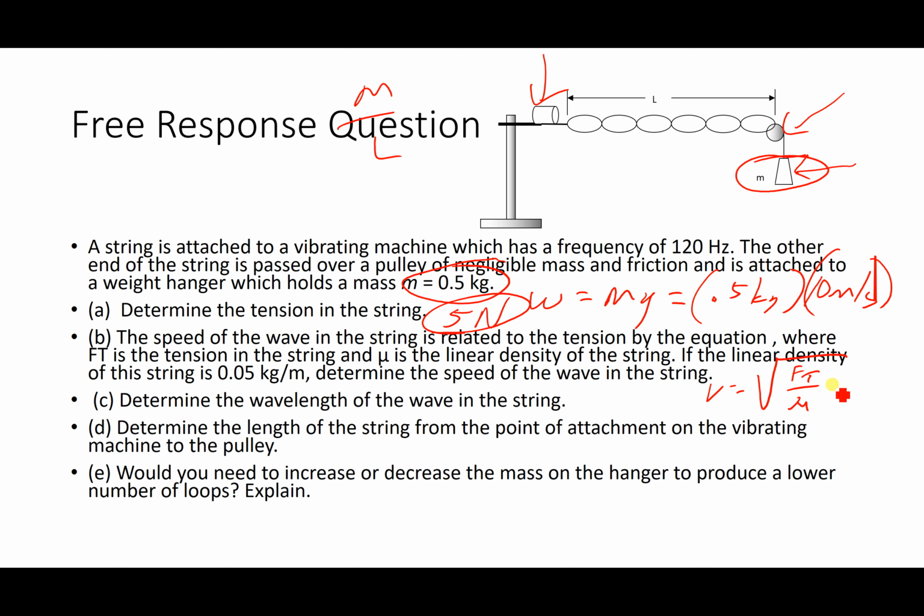And remember that mu is essentially the mass over the length of the string. So we're going to plug in our tension force, 5 newtons. We're going to plug in our mu, which is 0.05 kilograms per meter. We're going to divide that and then take the square root of both sides. And we're going to end up with our speed of 100 meters per second.